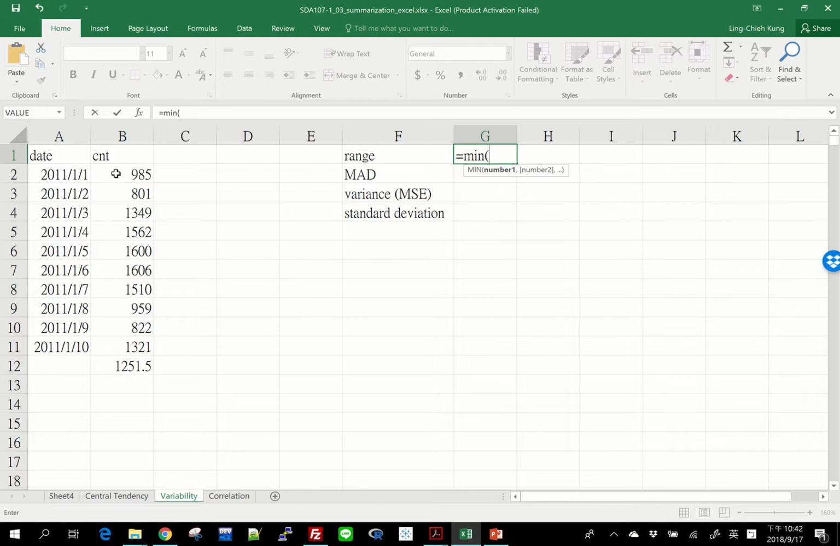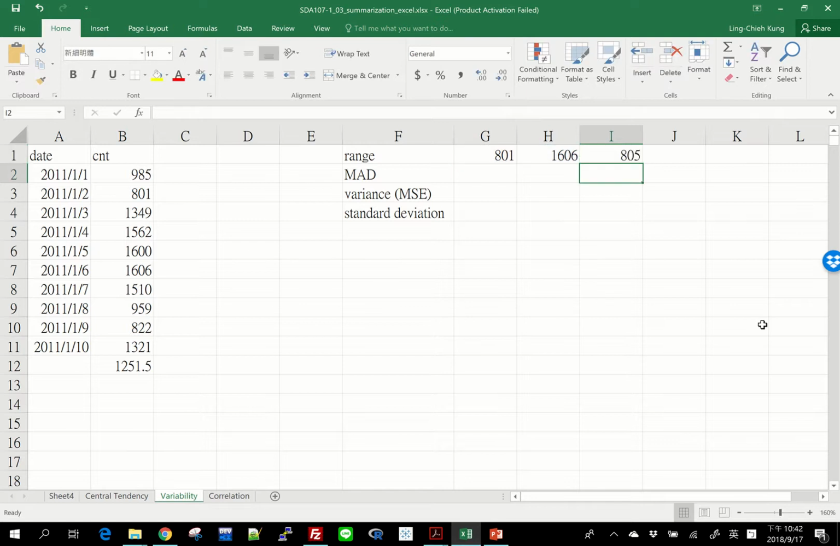Let's say I want to see what's the minimum value among the first 10 days of CNT. I'm going to get 801, so that's exactly the minimum value, right? For maximum value, that's the same thing. I can choose a range and get the maximum value. And then if I do a division here, I get range. So that's range.